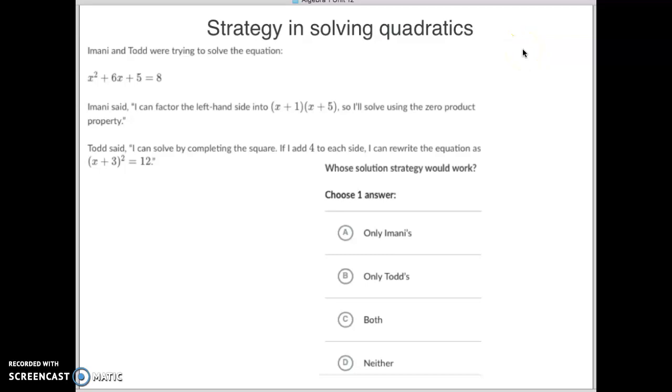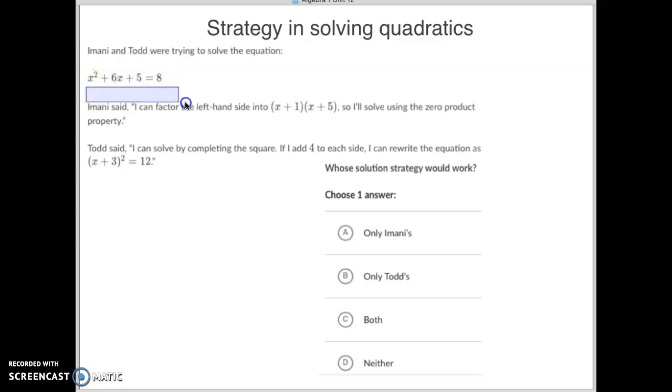So here is your last Khan Academy before quiz number 4 in this unit. On this one, it's called Strategies in Solving Quadratics. The nice part about this one is there isn't a lot of work you have to do, but rather you need to just use your reasoning skills to think about, are those legal moves within the quadratic realm? All right. Imani and Todd are trying to solve this equation right here.